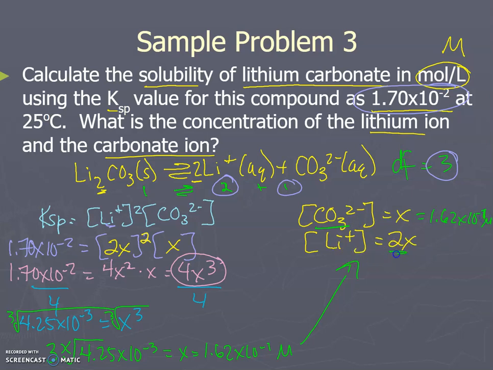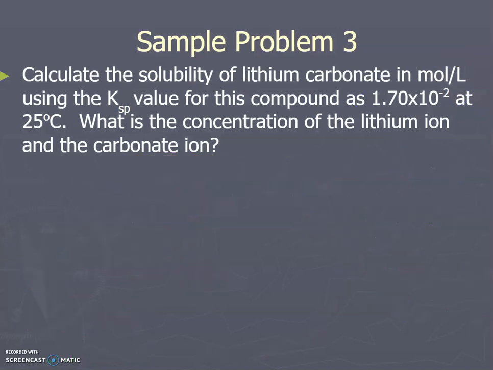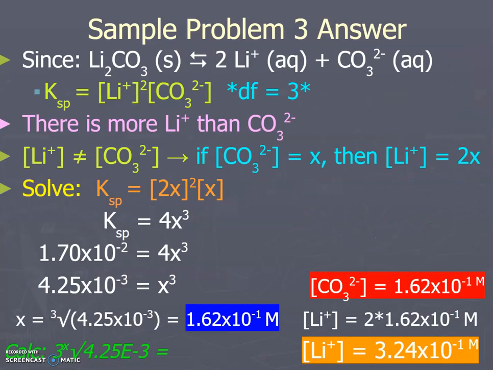What does that mean for my concentration of lithium? Well, it's got to be double that. 2 times 1.62 times 10 to the negative first molar, which is going to be a concentration of lithium equal to 3.24 times 10 to the negative first molar. All right, so you can see that worked out in our notes.